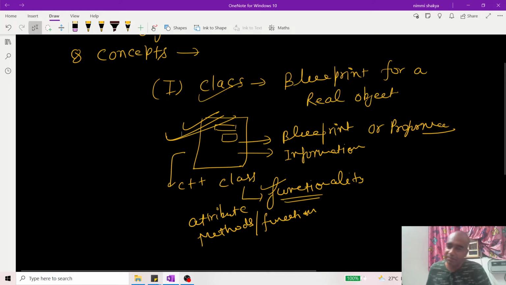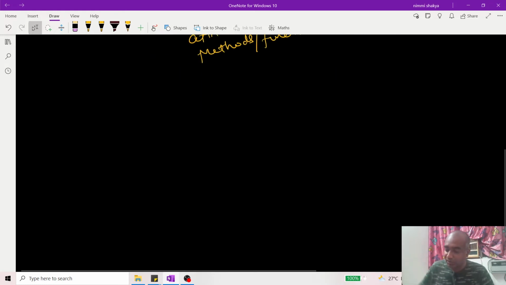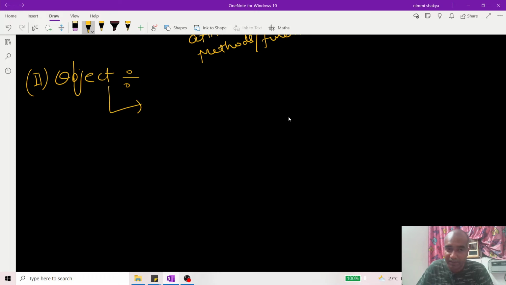When we see the implementation related to classes, we will see more things. You will be able to understand it in more detail as we go ahead with the course, and we will do the practical implementation. Now come to the object. What is an object? This is the second concept in object-oriented programming.